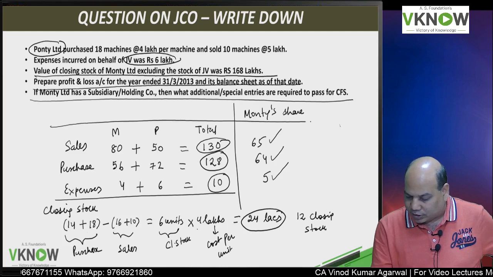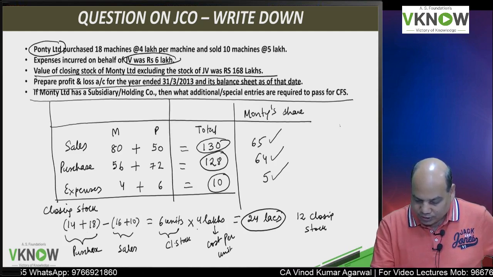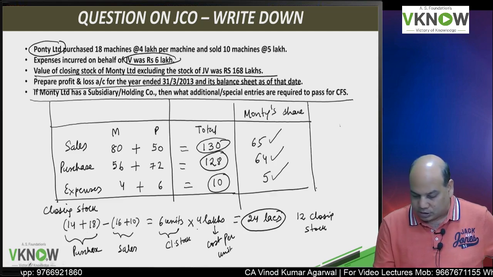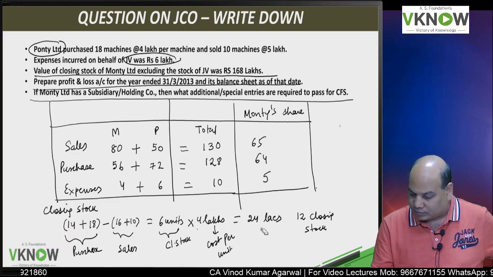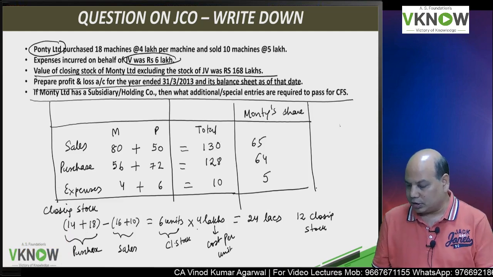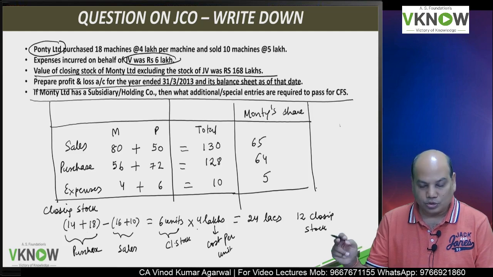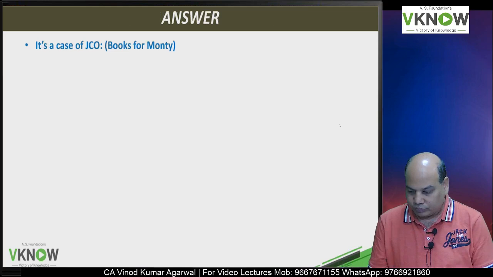Okay, so please now take out your notebook and write down the answer. In case you are an interested candidate, you can note down this kind of explanation provided to you, but otherwise it is not required. What you have to exactly write in the exam, now I am going to tell you. So this 12 lakh closing stock will be shown in Monty's book. Students will now write the answer.